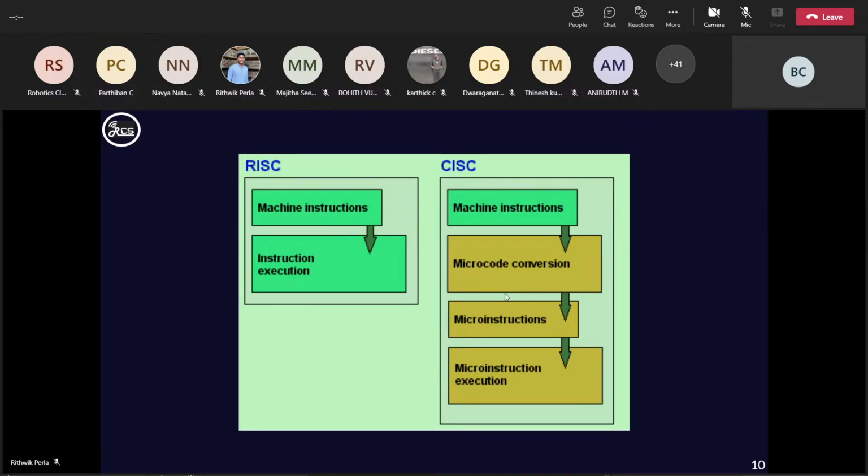Now, why are we using these kinds of architectures, and what is the use of them? Where are we using them? What is the use of them in microprocessors and microcontrollers? That will be discussed by Ritvik.